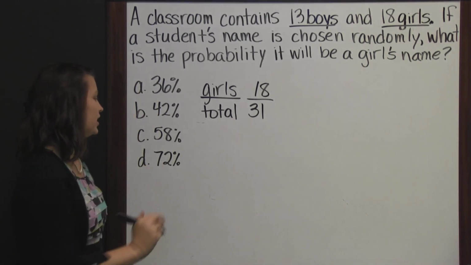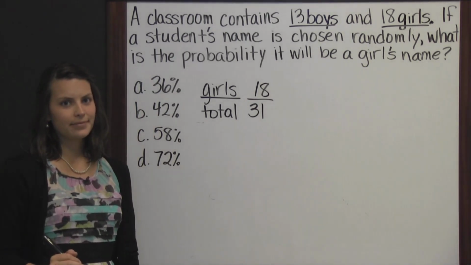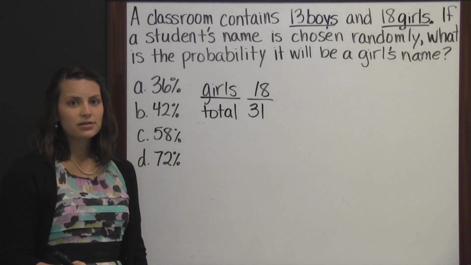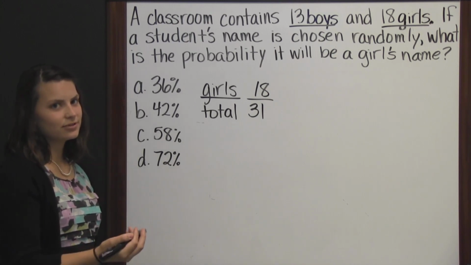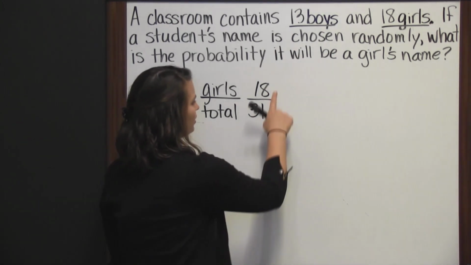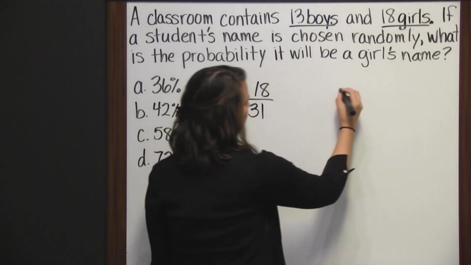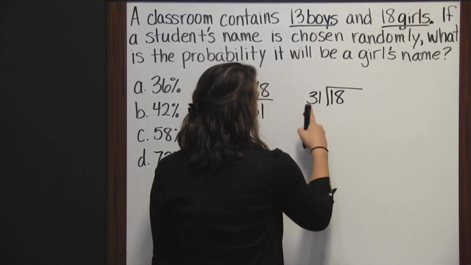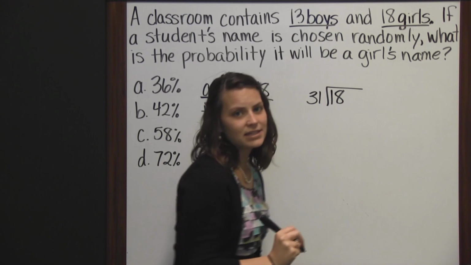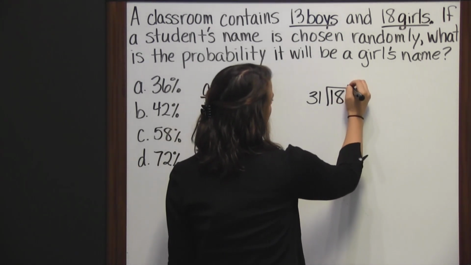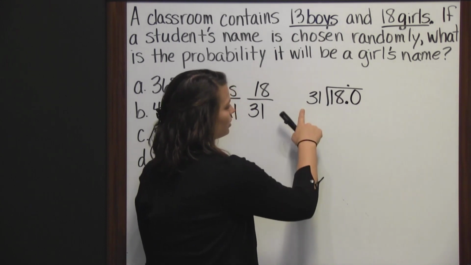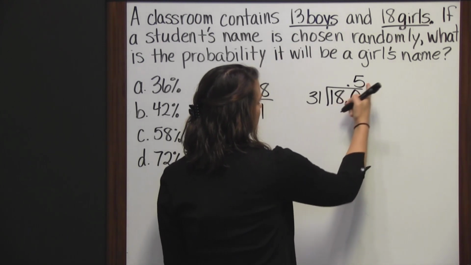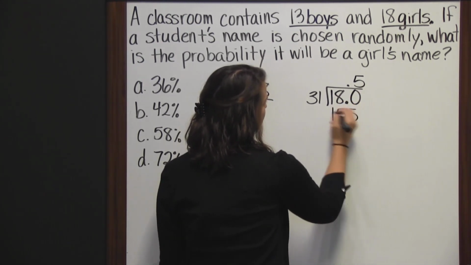If we look at our answers though, our answers are not in fraction form. Our answers are all in percentage. So we need to convert our fraction into a decimal and then into a percent. So to convert our fraction into a decimal, we just divide 18 divided by 31. 31 can't be divided into 18, but we can add a decimal and a 0. 31 does go into 180 5 times. 31 times 5 is 155.